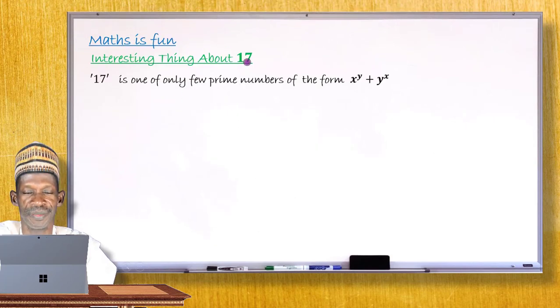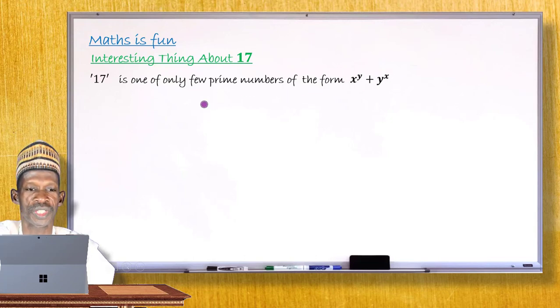So what is interesting about this number 17? It says 17 is one of the very few prime numbers that can be written in this form, that is x raised to y plus y raised to x. What we notice in this expression is a sum of 2 index numbers, where the base of the first index is the same as the power of the second, while the base of the second index is the power of the first. This is what we notice in this expression. So 17 is just one out of very few prime numbers that can be written in this format.